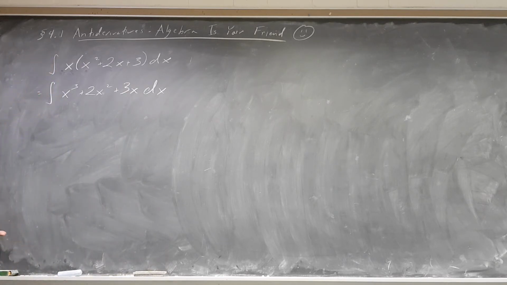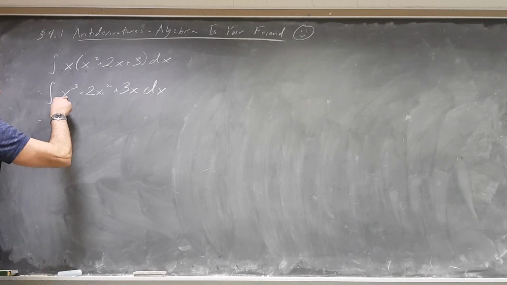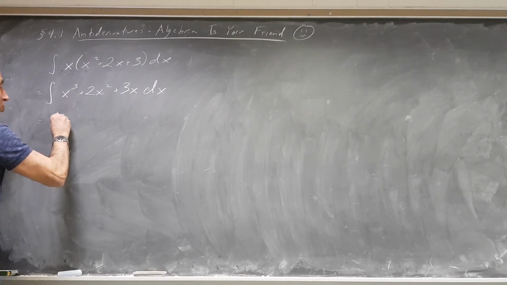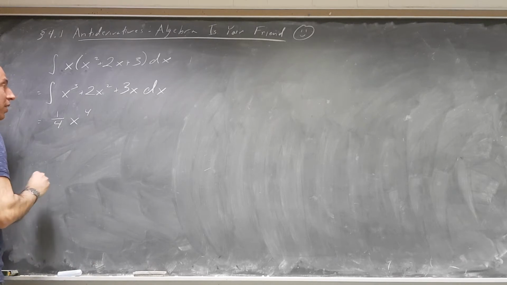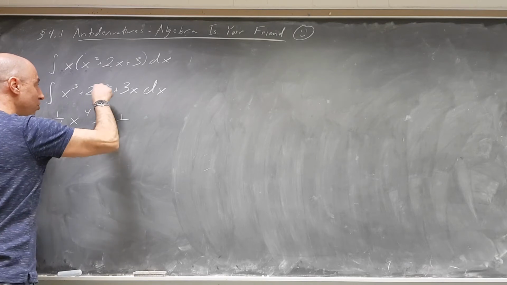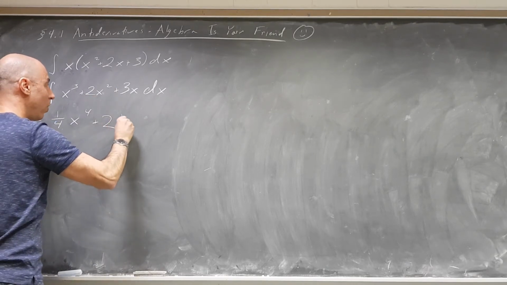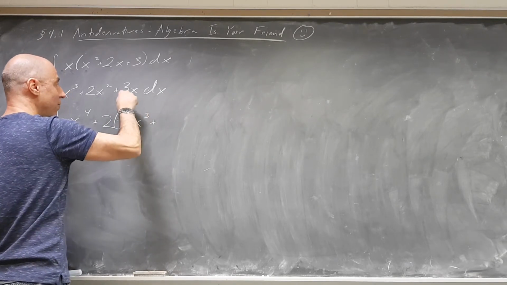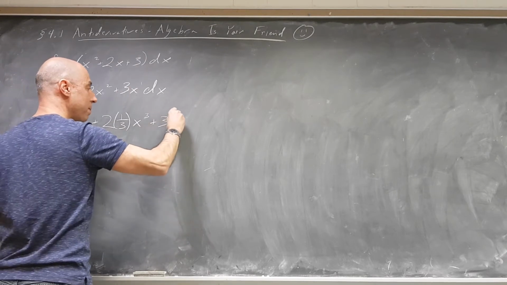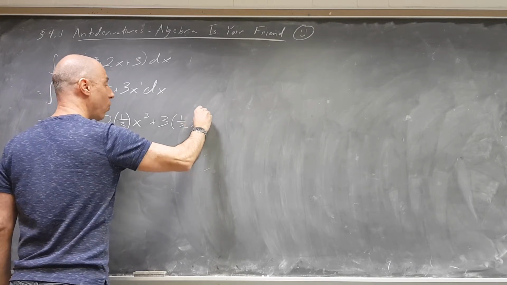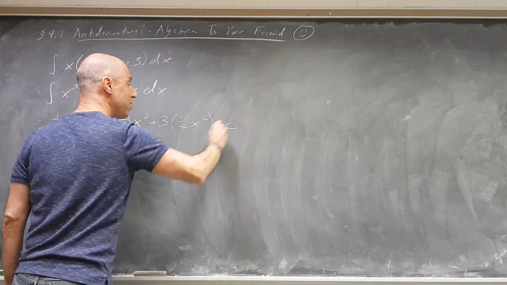And now we can go ahead and use the antiderivative power rule on this. So the antiderivative of x to the power 3 is 1 over 3 plus 1, x to the 3 plus 1, plus 2 times 1 over, the antiderivative of x squared is going to be 1 over 2 plus 1, x to the 2 plus 1. The antiderivative of 3x to the 1 is going to be 1 over 1 plus 1, x to the 1 plus 1. Plus, of course, your constant.